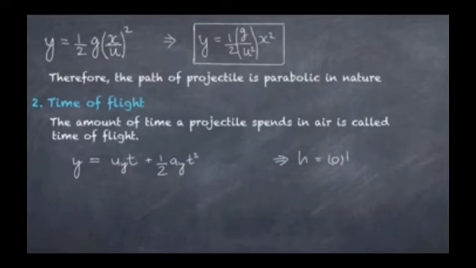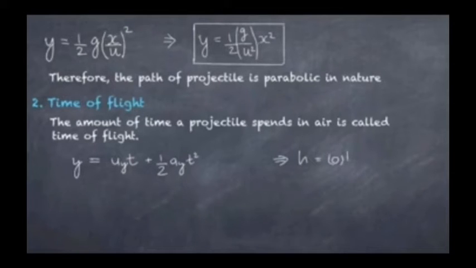Next one, time of flight, denoted T or T of f. The time of flight T of f is the time taken by the projectile to hit the ground after being thrown. So the amount of time a projectile spends in the air is called time of flight.